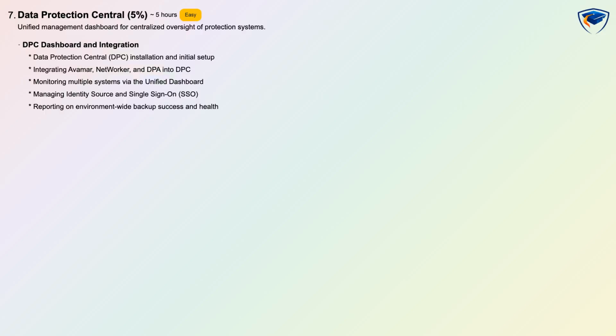Data Protection Central is 5% and provides a unified management dashboard for centralized oversight of protection systems. This easy domain needs about 5 hours of study and uses conceptual plus scenario-based assessment items. You will learn initial installation and setup, how to integrate Avamar, NetWorker, and DPA into DPC, and how to monitor multiple systems from a single dashboard. The syllabus also covers identity source configuration, single sign-on, and environment-wide reporting on backup success and health.